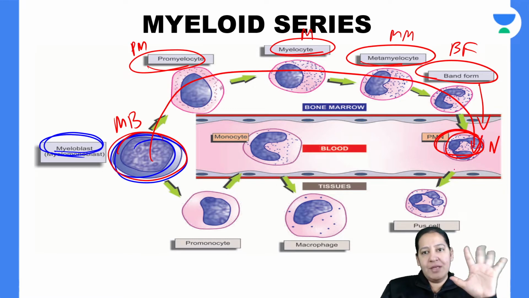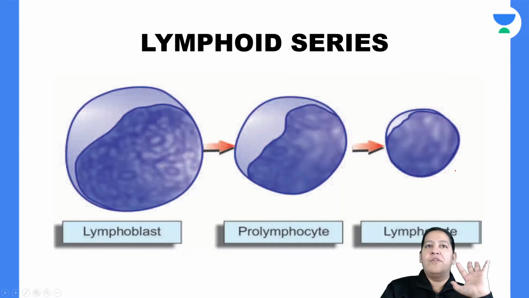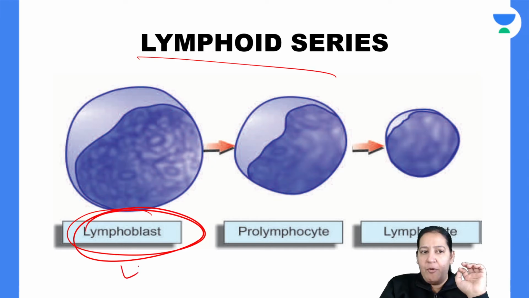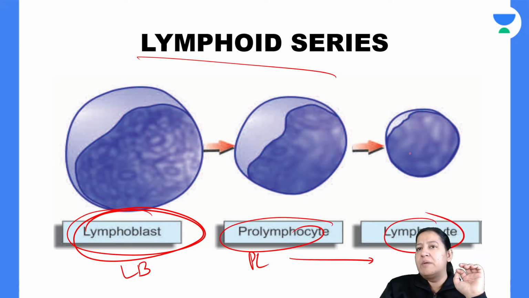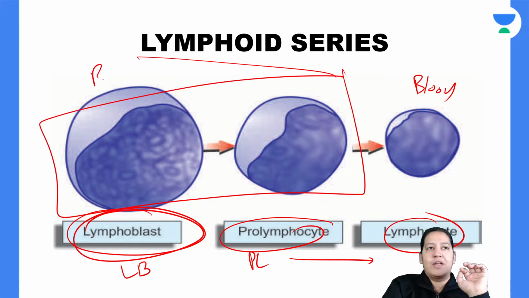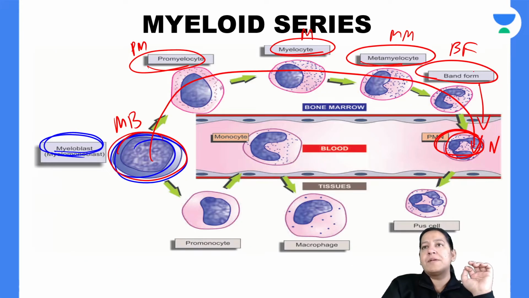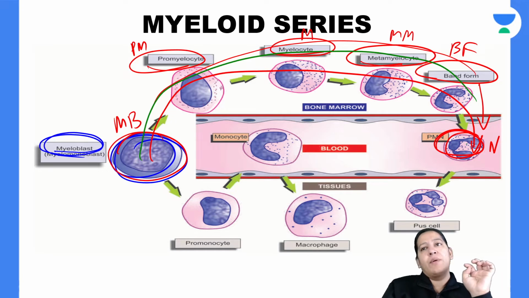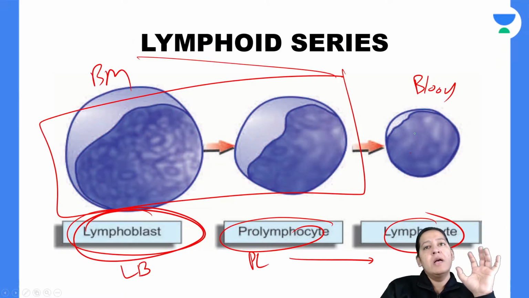You can see, give me a thumbs up if you got it. So this is how neutrophil is coming, and this is the lymphoid series. The first cell is lymphoblast. The second cell is prolymphocyte, and it will ultimately convert into lymphocyte. It will come in the blood. These two are present in the bone marrow, not in the blood. Only the final neutrophil is coming in the blood. So you know the basics.